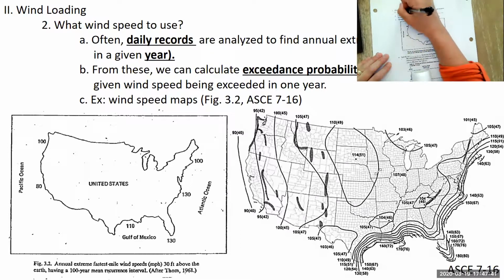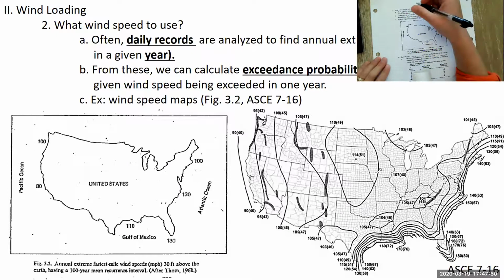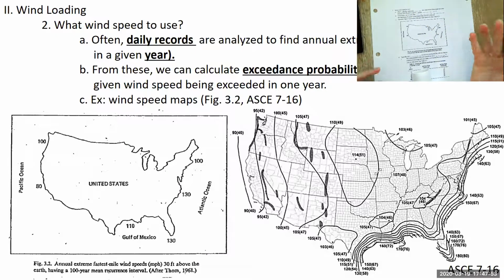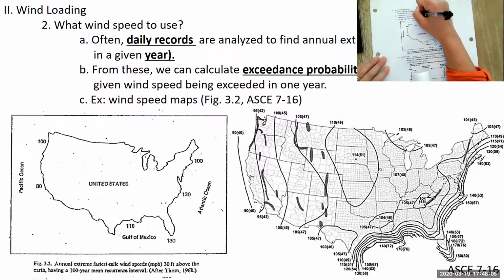A lot of times, daily records at a monitoring station can be analyzed using statistics to find the fastest mile of wind in a given year. And if you have a long enough record, you can start to calculate exceedance probability. So what's the likelihood that I have a wind speed of X being exceeded in any given year? So we can start to calculate exceedance probabilities. Generally, the longer your record, the better. And with these exceedance probabilities, you can start to create these maps for design. So these are the wind speeds that you might expect when you're designing a structure.